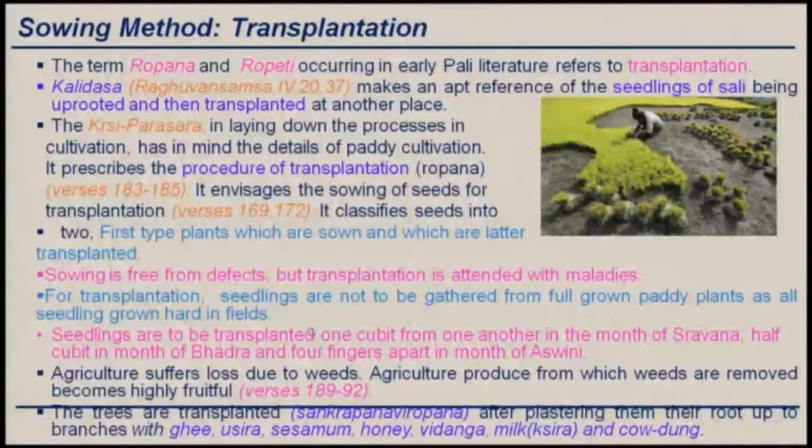So it is very important to have that domain knowledge, not only the textual knowledge, but the practical knowledge. Transplanted seedlings are not to be gathered from full grown paddy plants, as all seedlings grown hard in the field, right. It will not be full, it will be a small one, and then you can go and put it. And seedlings had to be transplanted 1 cubit from one another in the month of Shravana. Shravana is basically the rainy season, and the gap should be 1 cubit. You remember, 1 cubit is approximately 0.45 meter, because it is from the elbow to the fingertip.